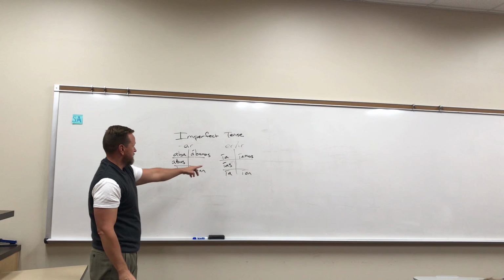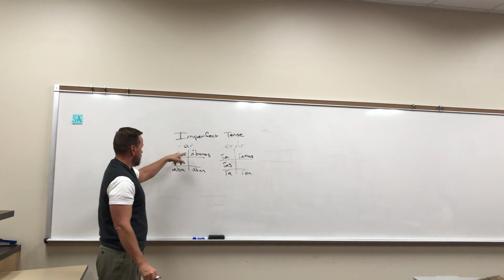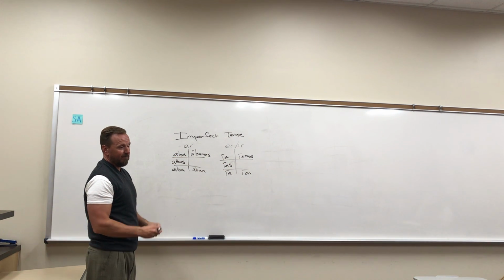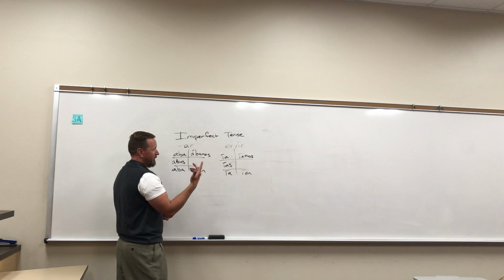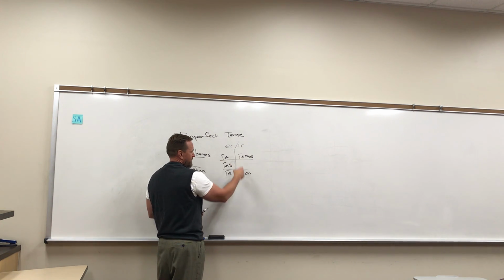They all have accents on the ías and only on the nosotros form of amamos. So comer: comía, comías, comía, comíamos, comían.